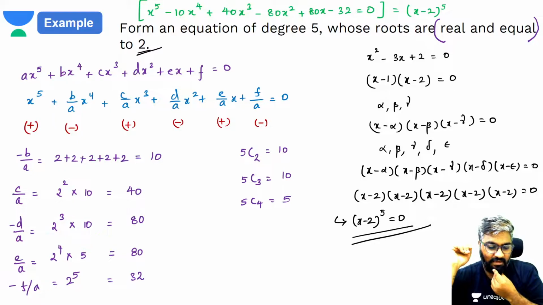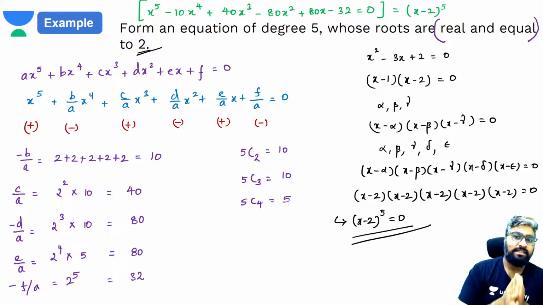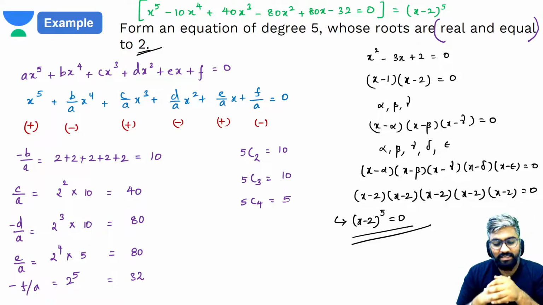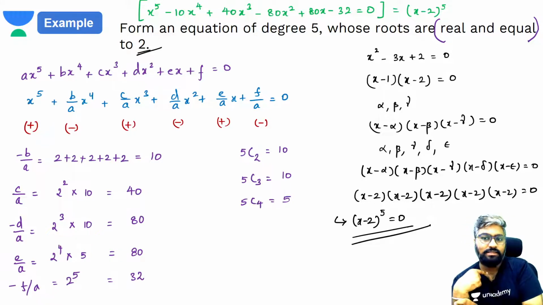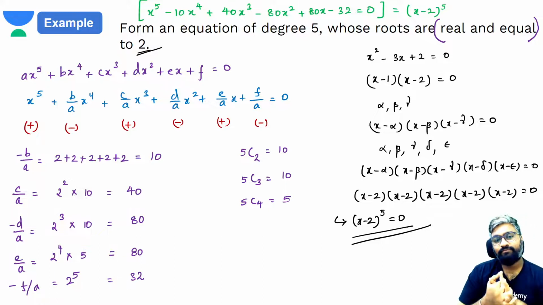Very good, Sayali, very good. Yes. X power 5 minus 10x power 4 plus 40x power 3 minus 80x power 2 plus 80x minus 32 equal to 0 is nothing but x minus 2 power 5. Okay?